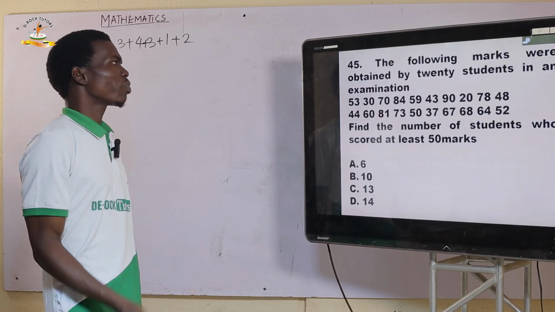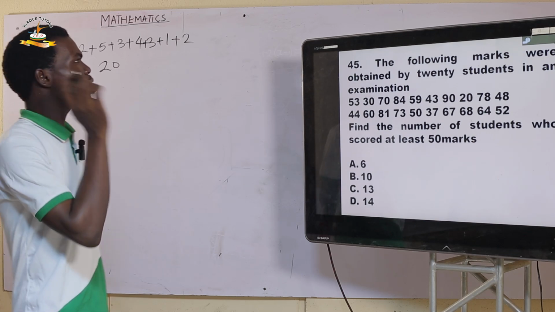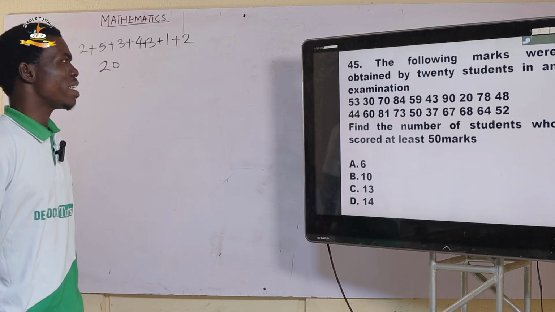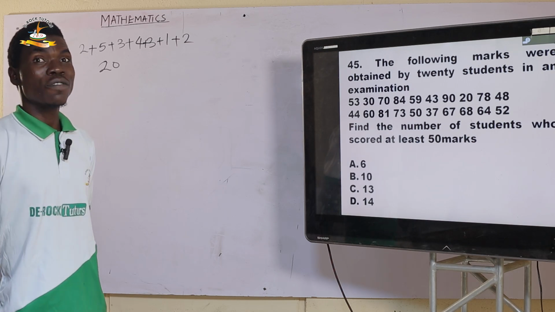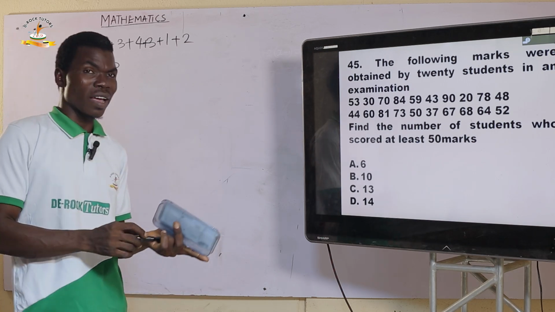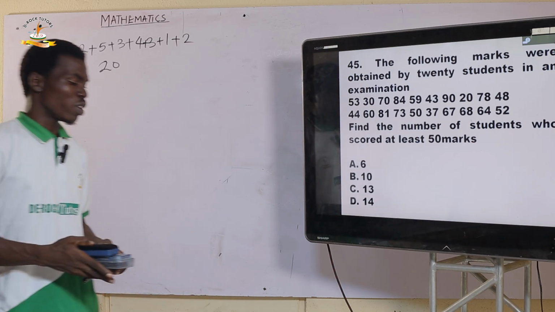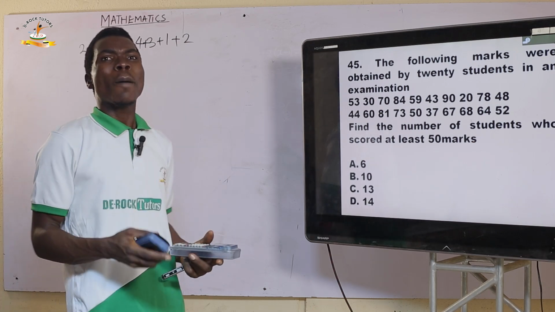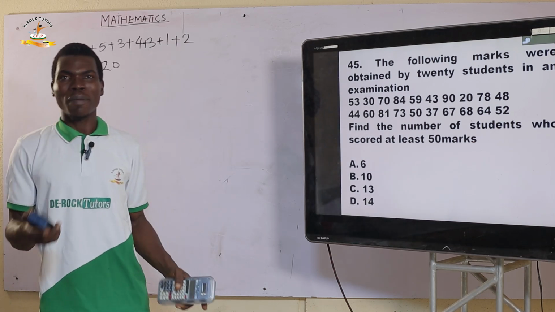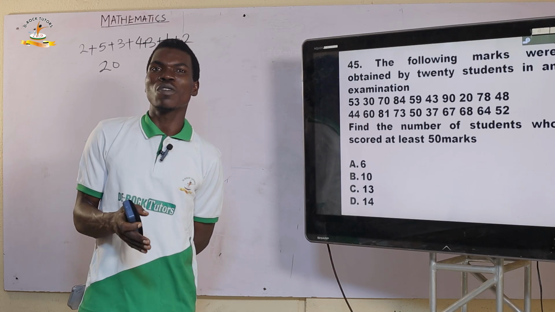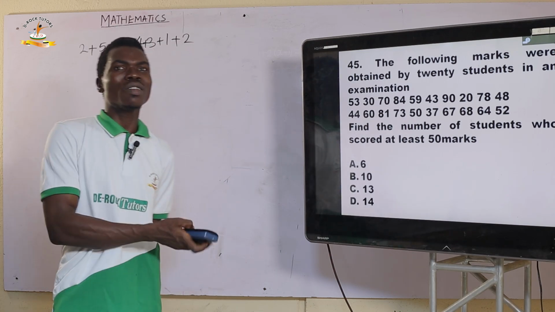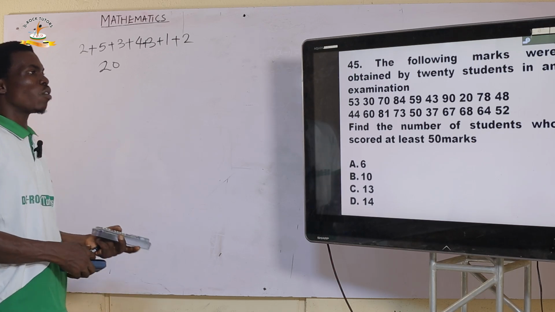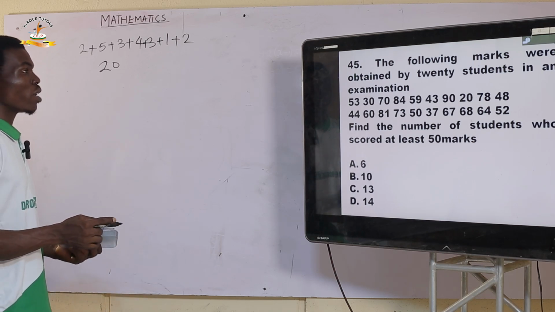Next question. Our next question says the following marks were obtained by 20 students in an examination. Find the number of students who scored at least 50 marks. And at least 50 marks is just what? For us to know that they can score more than 50 marks. But people that score below 50 marks cannot be considered in this our group. So we start looking at them, how many of them scored more than 50 marks.